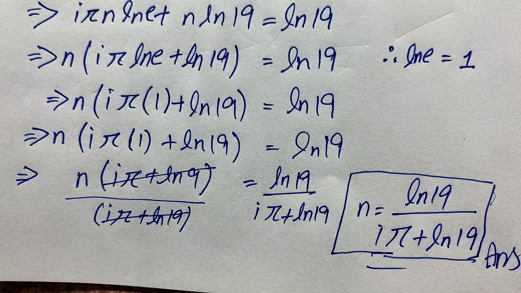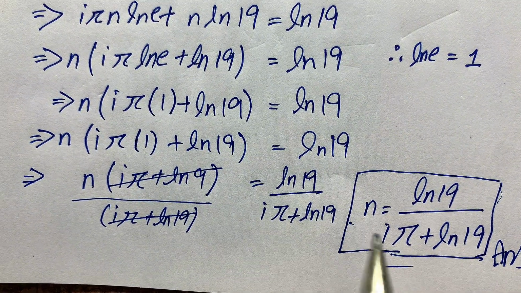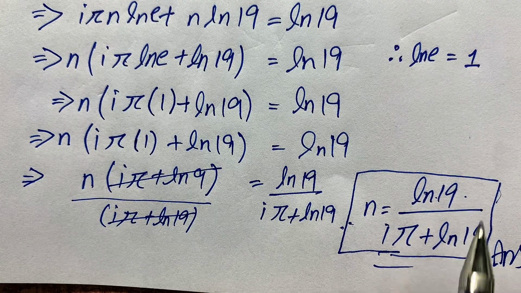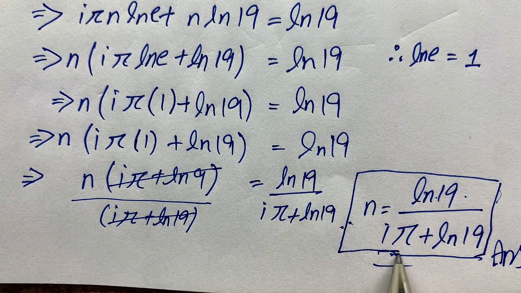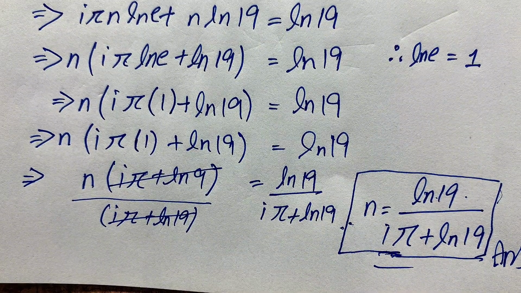Hope you will understand. And our value of n is ln 19 divided by (iπ + ln 19), and this is a very simple method to solve this Olympiad problem.